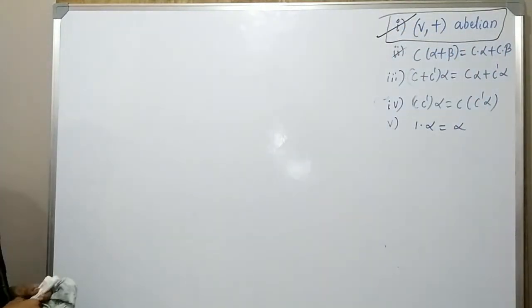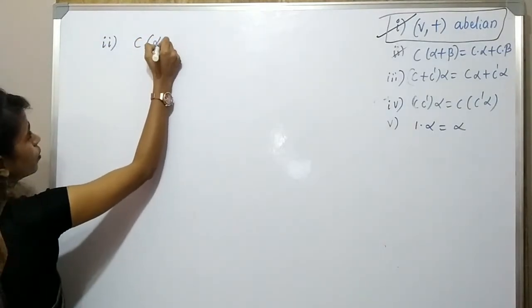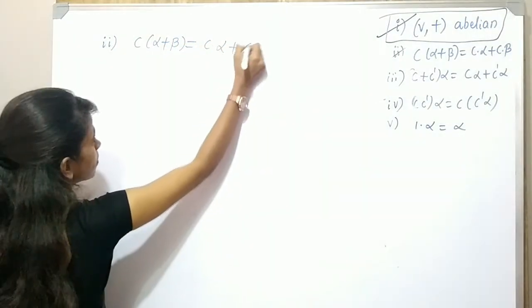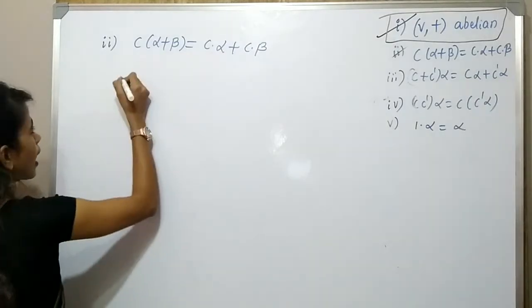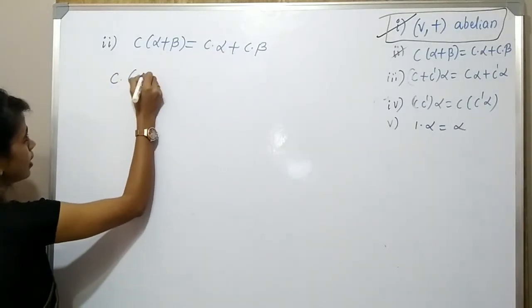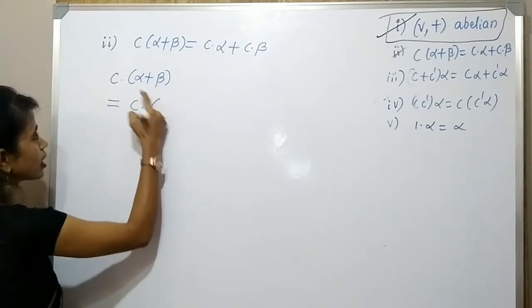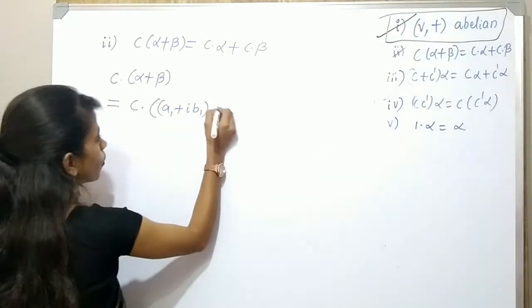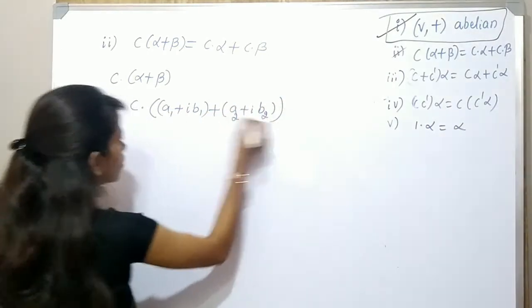Okay, so next condition is what? Second condition is c into alpha plus beta. So we have to show that c dot alpha plus c dot beta. Okay, so for that I am considering the left hand side, c dot alpha plus beta, which is equal to what? c dot, what is alpha? A1 plus i B1. So what is beta? A2 plus i into B2.